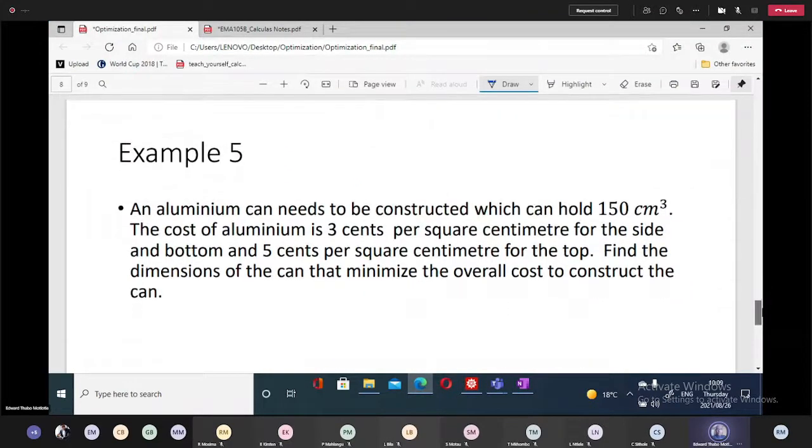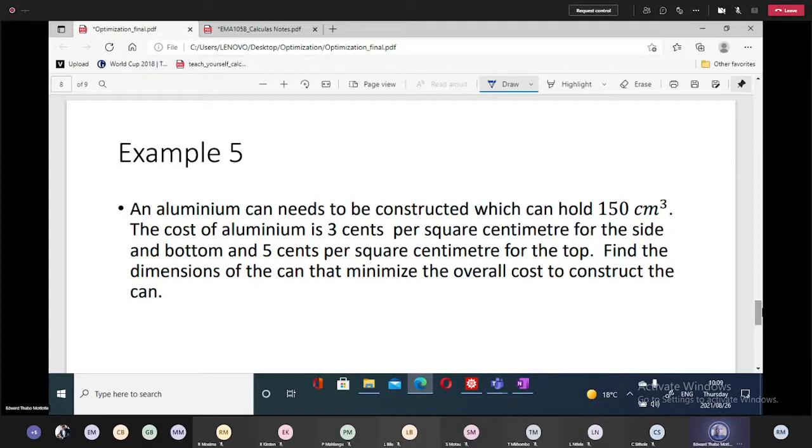And now the last one. An aluminum can needs to be constructed which can hold 150 centimeters cubed. The cost of aluminum is 3 cents per square centimeter for the side, and the bottom is 5 cents per square centimeter for the top. Find the dimensions of the can that minimize the overall cost to construct the can.